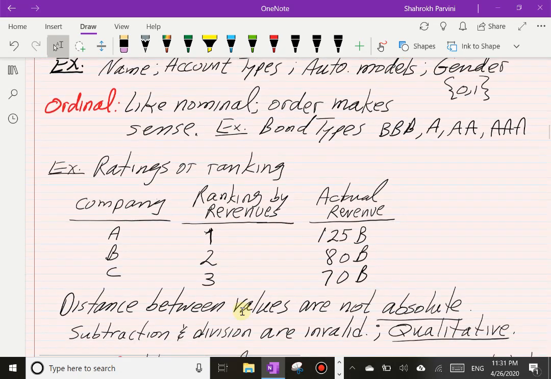The distance between values, when we do ordinal data in general, the distances, we say, are not absolute. So because of that, subtraction and division are invalid operations on this type of data. And these data also fit into the category of qualitative data. That's what these are.